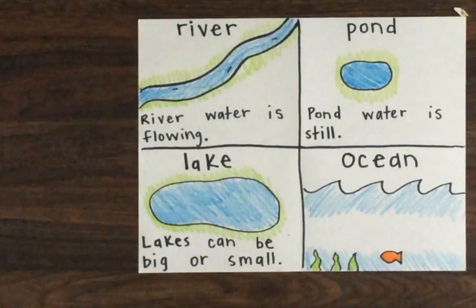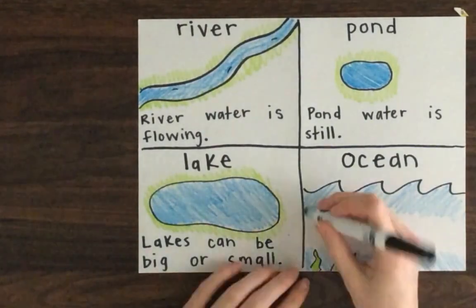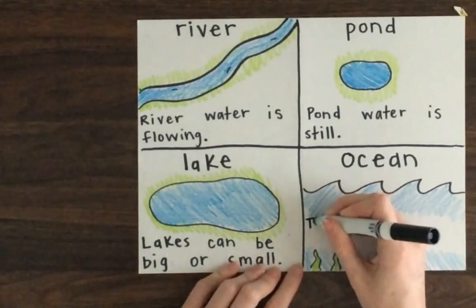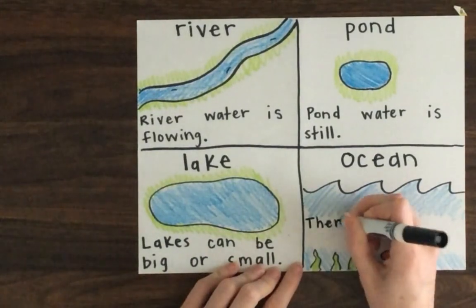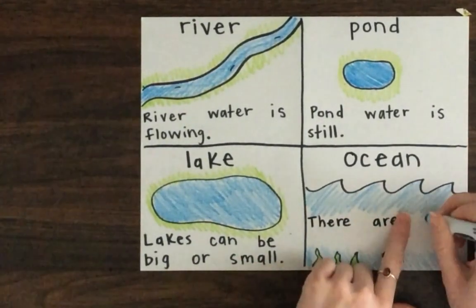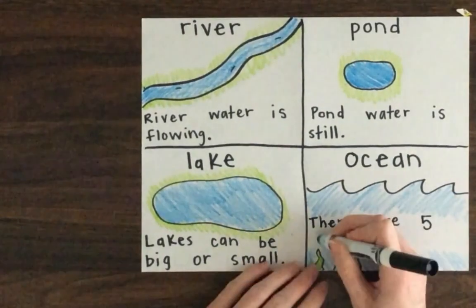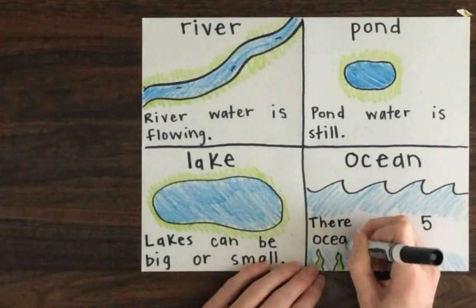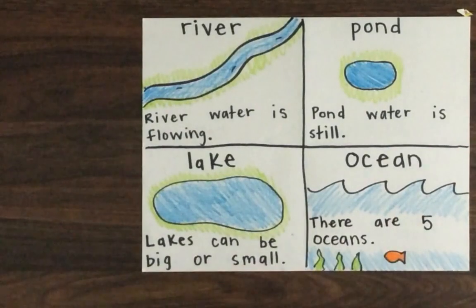I'm going to write there are 5 oceans. Capital T for there are 5 oceans. Period at the end.